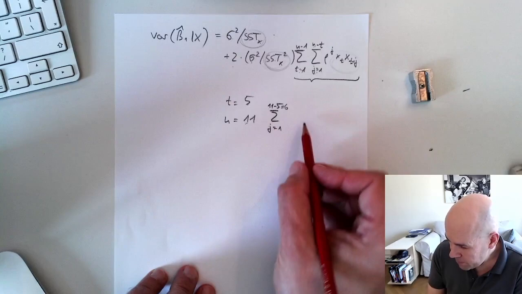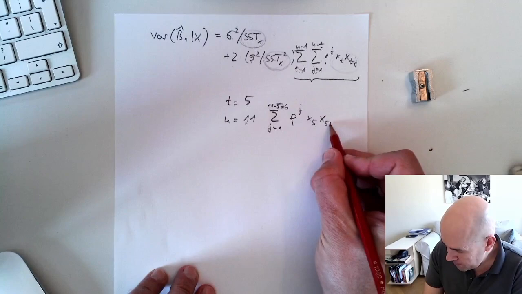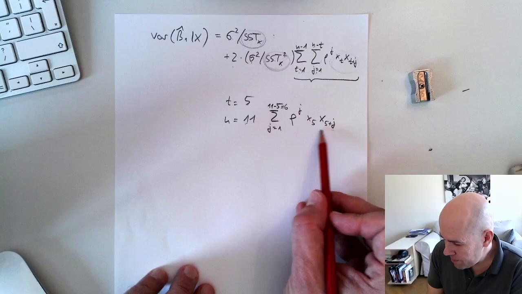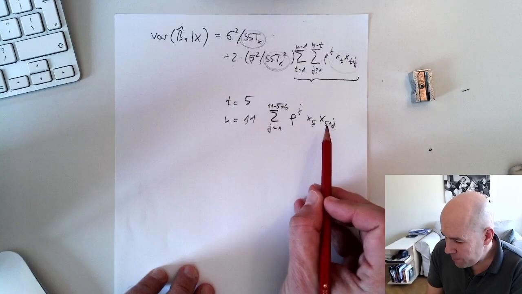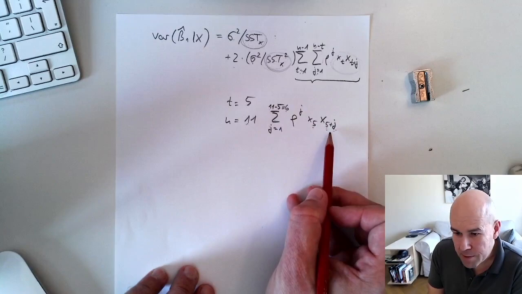So here I have rho to the power j, x 5, and here I have x 5 plus j. So what I'm looking at is covariances between these x's in the end of the day, or interaction terms between these x's, and I'm starting in 5 and I'm going into the future up to the last period, because when j is equal to 6, it's going to be 5 plus 6, it's going to be 11, so there's going to be the last x.